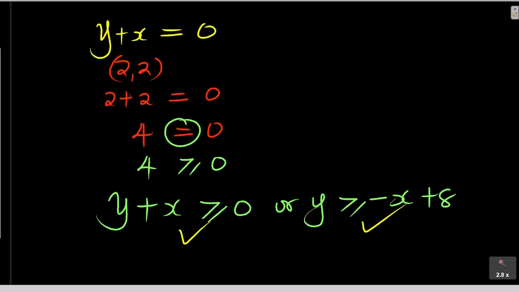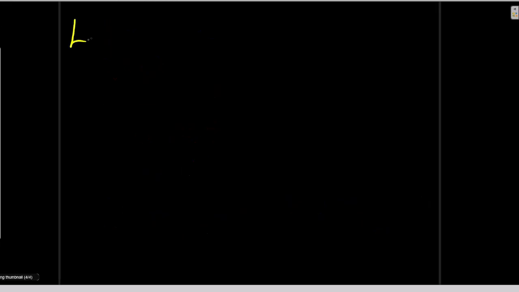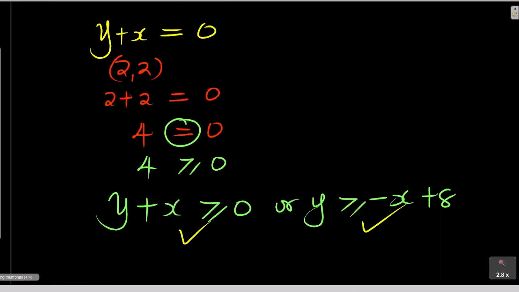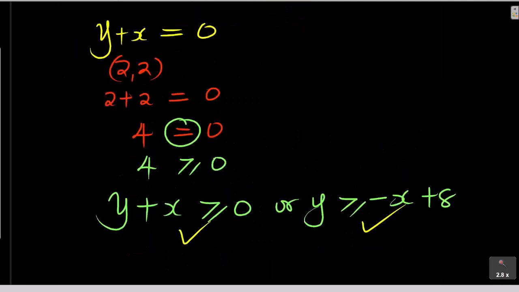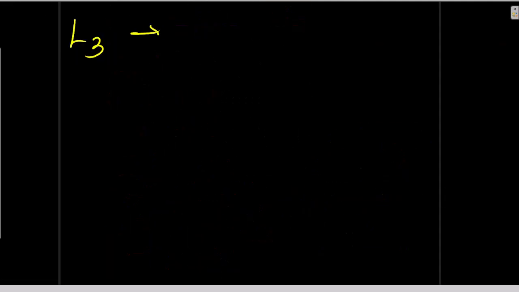We also have the last line, line 3. Line 3 is the next. So line 3 is here. Line 3 is the x-axis. This is the x-axis. What is the equation of the x-axis? It is y is equal to 0.